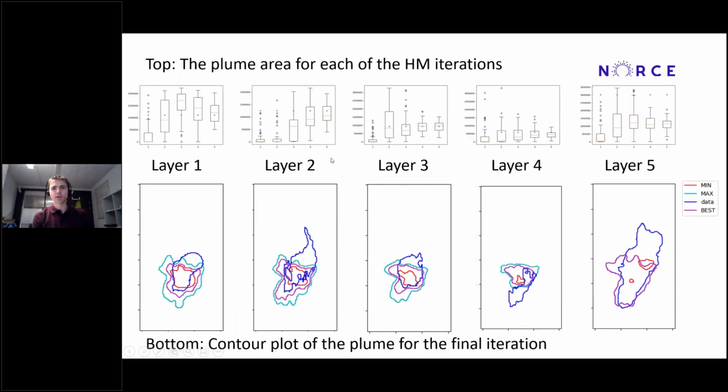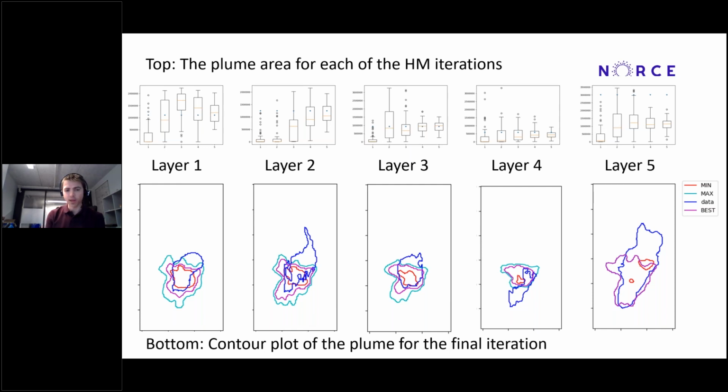Now we can look at some of the history matching results. So here on the top, what you see is the areas. The blue star is the data, so that's computed based on the seismic data. And what you see is the bar plot showing the spread of the areas for the different ensemble members.